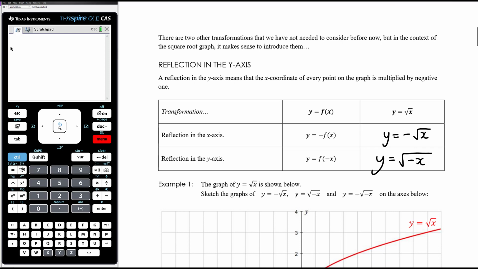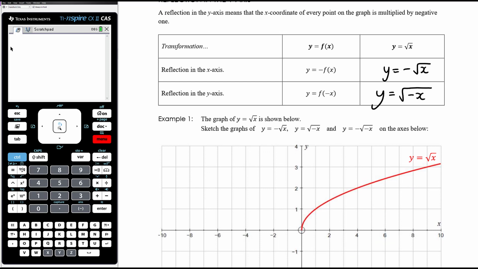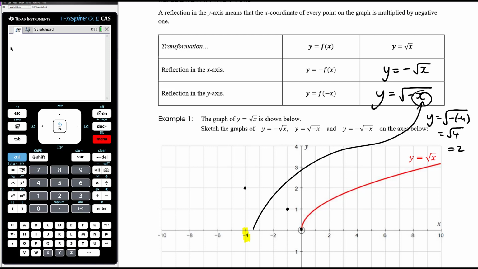And I can hear some of you thinking, oh, but we can't take square roots of negatives. But that's why, if we have a look at what that graph is going to look like, if we draw the square root of negative x, it's this graph reflected in the y-axis. So let me plot out some points and then let's talk about that. It's going to go through -1, 1, it's going to go through -4, 2. If you let x equal -4, you have y equals the square root of -(-4), which is the square root of +4, which is 2.